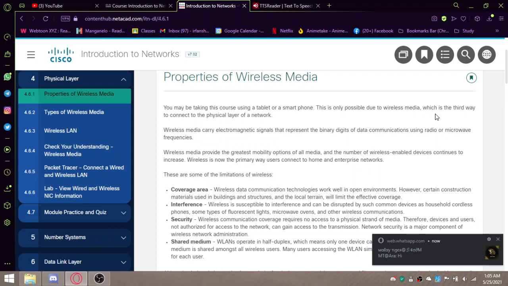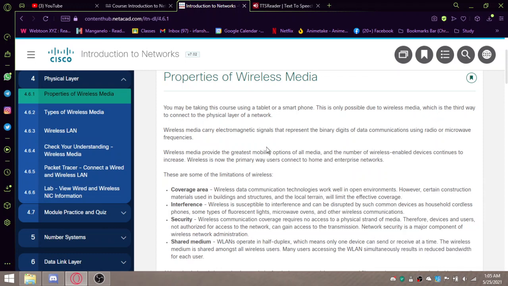Which is the third way to connect the physical layer to a network. Wireless media carry electromagnetic signal that represent the binary digits of data communication using radio or microwave frequencies. Wireless media provide the greatest mobility option of all media. The number of wireless enabled devices continues to increase. Wireless is now the primary way users connect to home and enterprise networks.